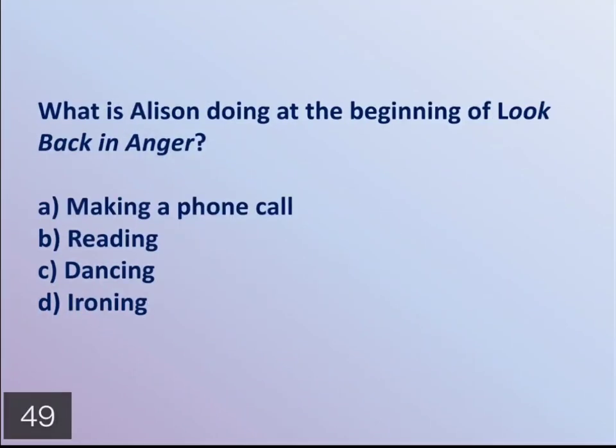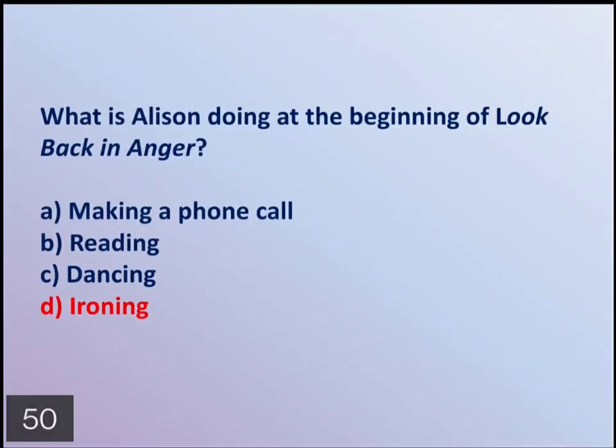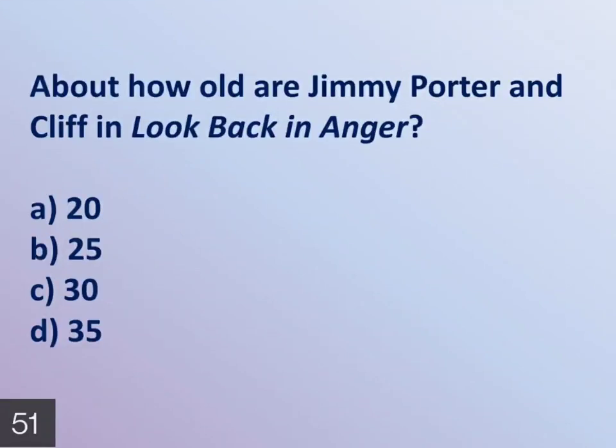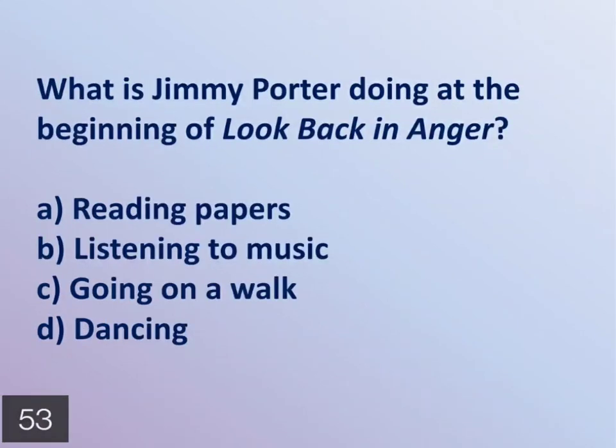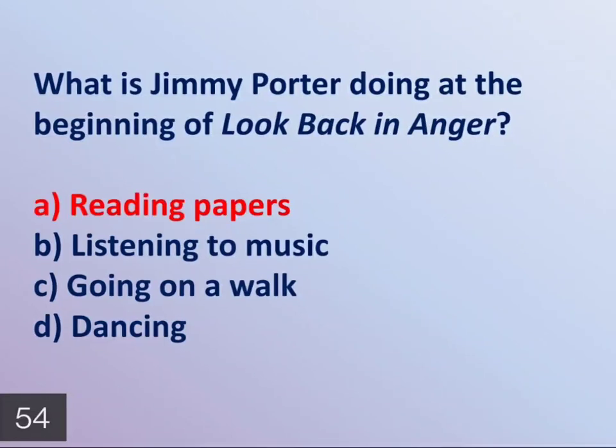What is Alison doing at the beginning of Look Back in Anger? Making a phone call, reading, dancing, ironing. So she was ironing at the beginning of the play. Then about how old are Jimmy Porter and Cliff in Look Back in Anger? They are 25 years old. B. What is Jimmy Porter doing at the beginning of Look Back in Anger? A. reading papers, B. listening to music, C. going on a walk, D. dancing. So he was reading papers.